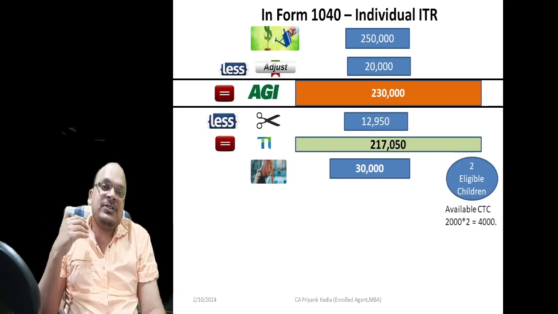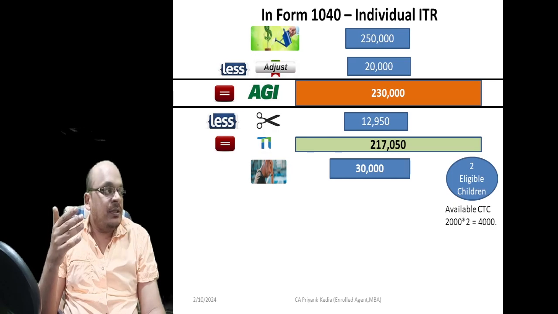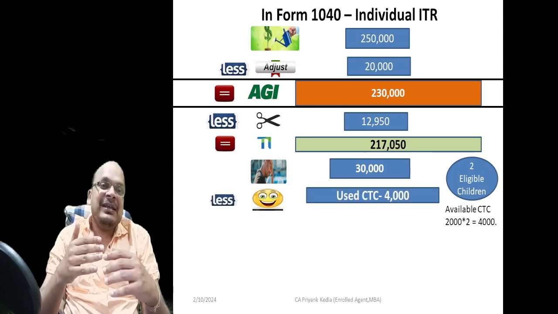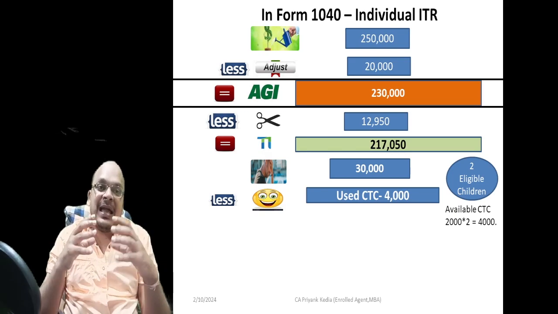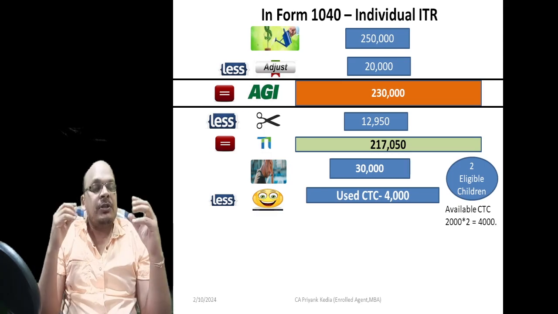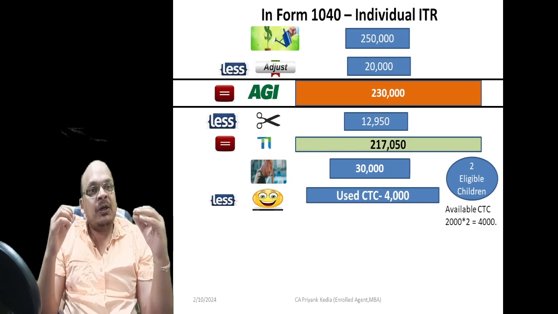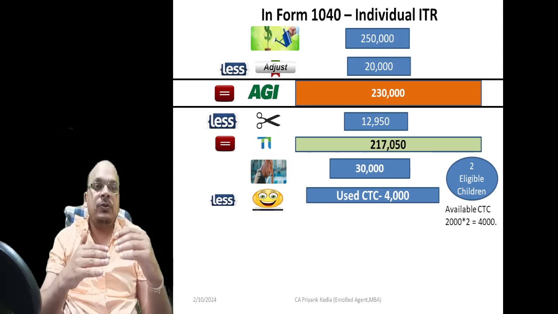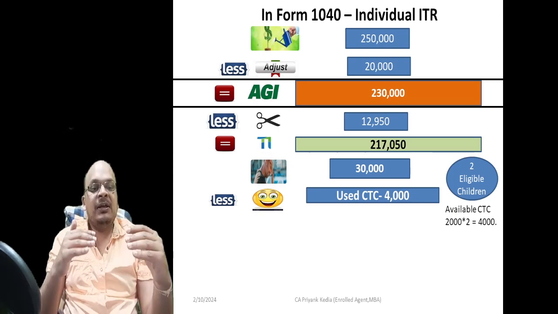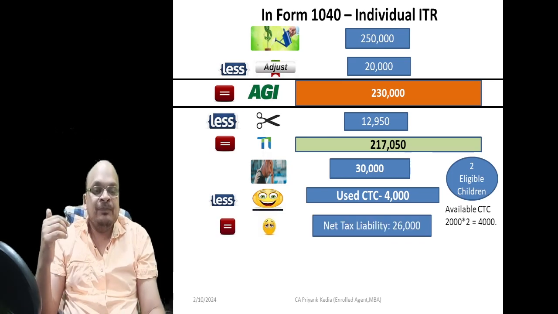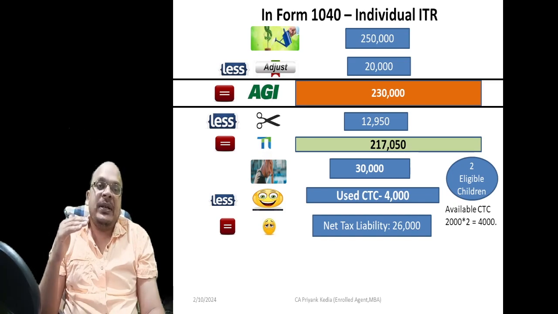Now, let's say he has two eligible children. What do you mean by two eligible children? It simply means the maximum CTC he can take is 2,000 into 2, that is $4,000. Now the question is, can he claim this $4,000 completely as a non-refundable credit from his gross tax liability? The answer is yes. Because he already has a gross tax liability of $30,000, he can definitely reduce the complete child tax credit of $4,000 from this $30,000, right? So he can claim full CTC as a non-refundable credit from this gross tax liability. Therefore, his net tax liability will be $26,000.